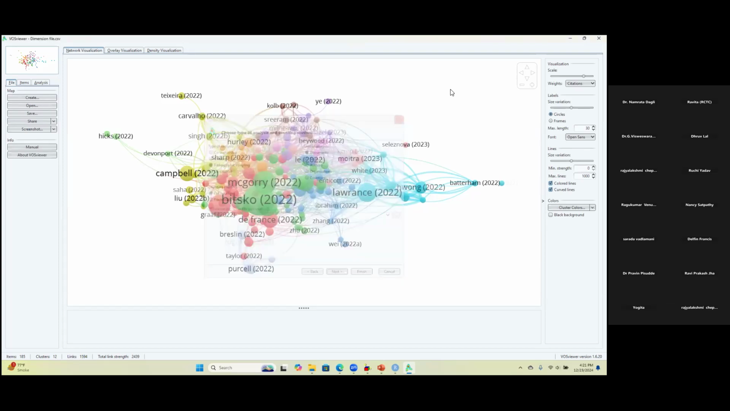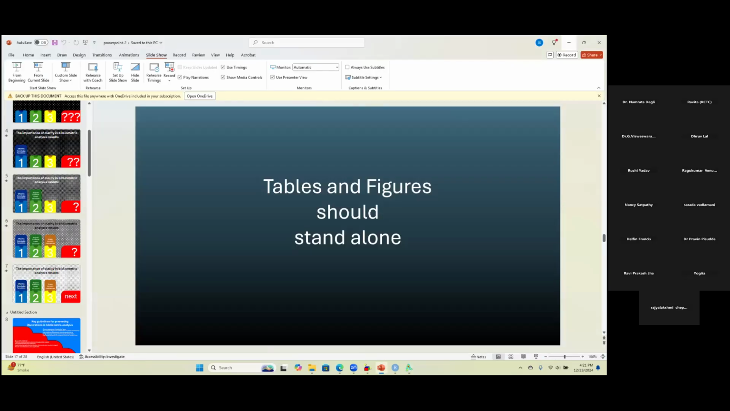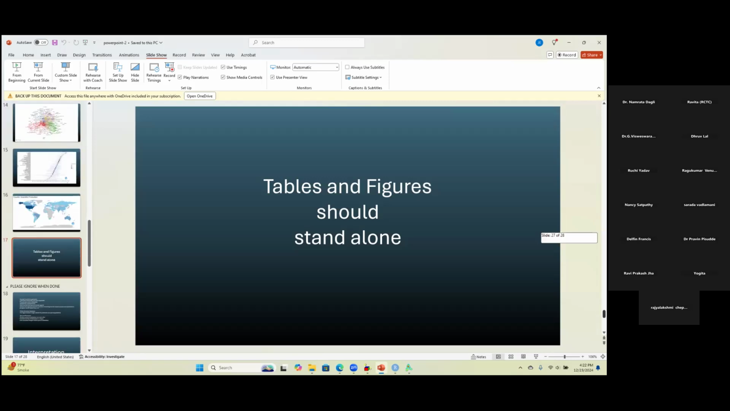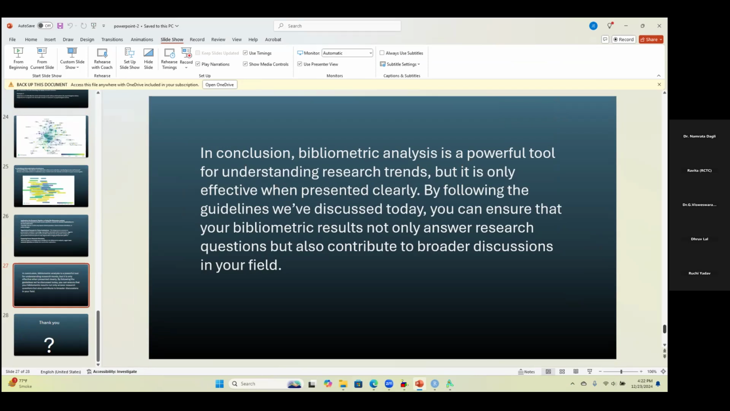So I think we should end this now. Anyone, any questions you can ask? Or anyone want me to generate any particular graph? Or anyone want any further explanation in a particular type of graph? Please let me know.